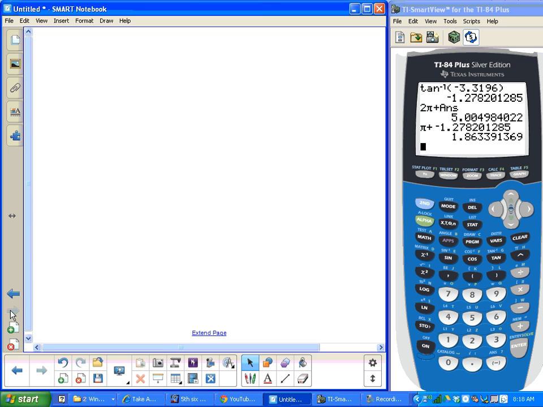The formula that we're going to use is called the change of base formula. And what we're going to look at doing is changing the base of the logarithm so that we can use the calculator to do it.